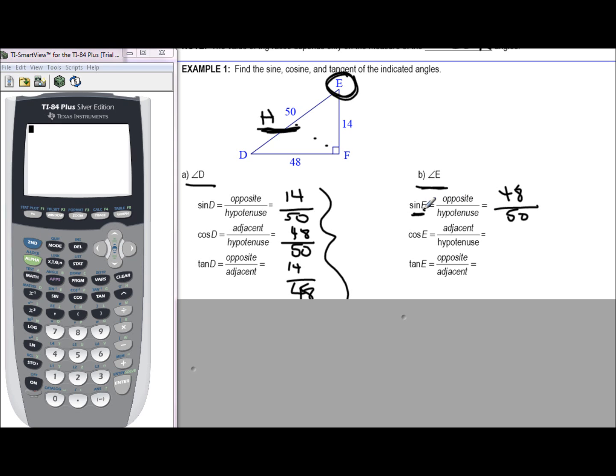Now we're using angle E as our reference angle, so the opposite of angle E is across from angle E, and that's 48. And of course we said the hypotenuse was 50.